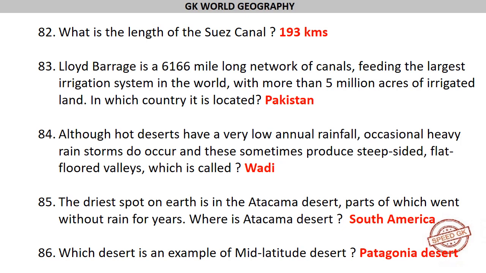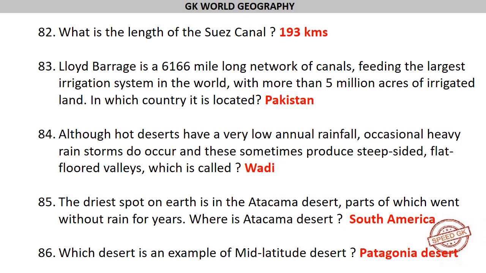Pakistan. Although hot deserts have a very low annual rainfall, occasional heavy rainstorms do occur, and these sometimes produce steep-sided, flat-floored valleys, which are called wadi. The driest spot on Earth is in the Atacama Desert, parts of which went without rain for years. Where is Atacama Desert? South America.